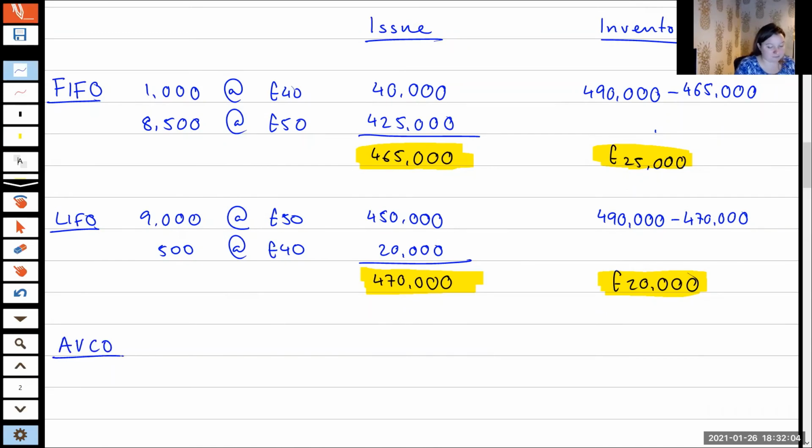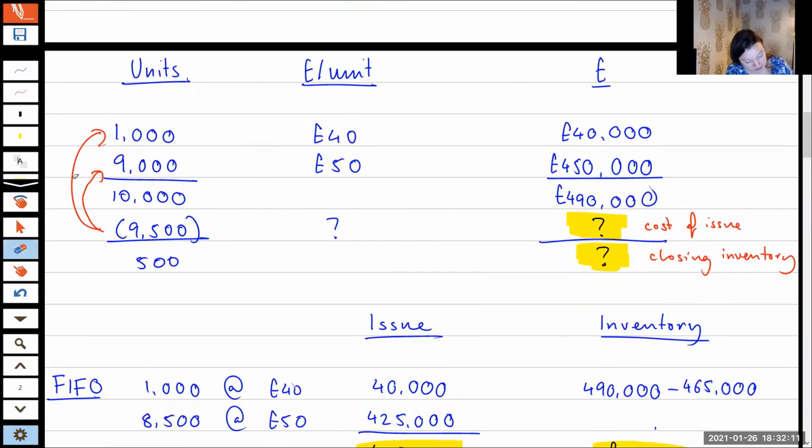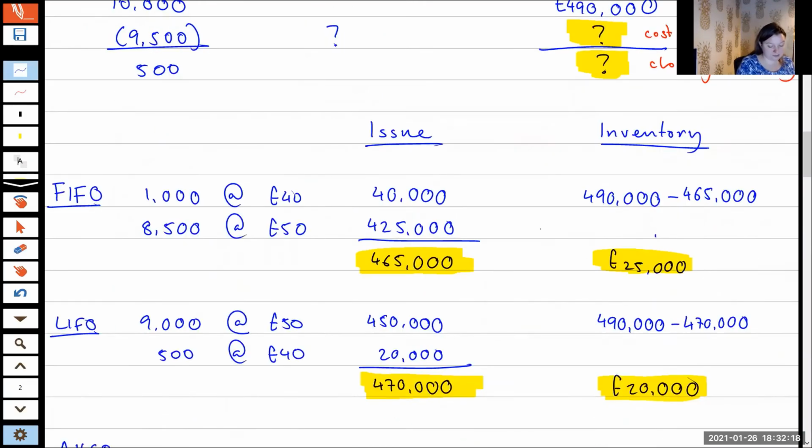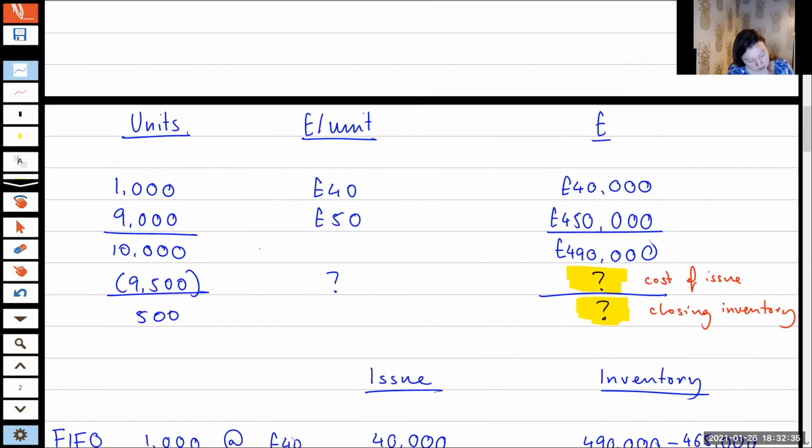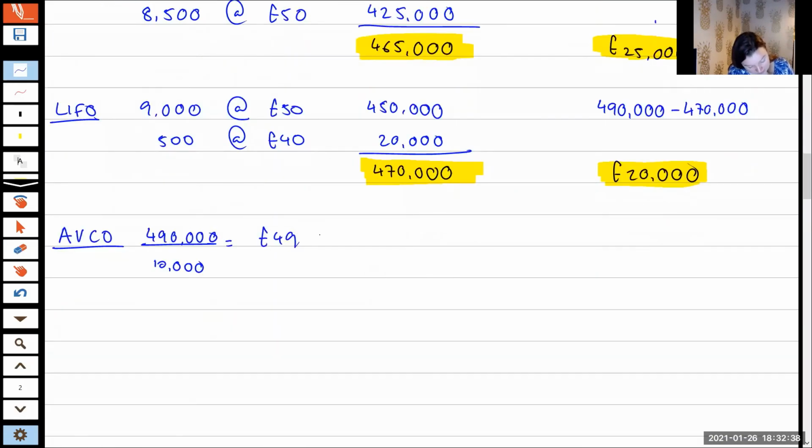So let's look at AVCO then. Under AVCO, we want to work out the average cost of everything we've bought in. We have bought in overall £490,000 worth of inventory for 10,000 units. So I'm going to do 490,000 divided by 10,000, and we can establish that the average price was £49. So when we issued 9,500 units, I'm going to value those at £49, and we end up with £465,500 for our issue.